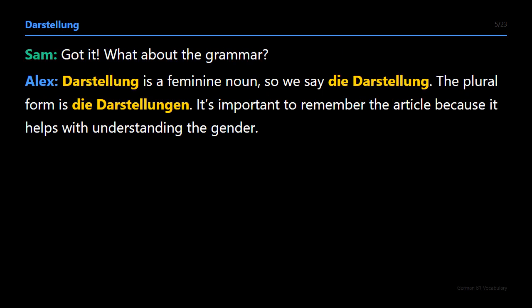Darstellung is a feminine noun, so we say die Darstellung. The plural form is die Darstellungen. It's important to remember the article because it helps with understanding the gender. And how do I use it in sentences?